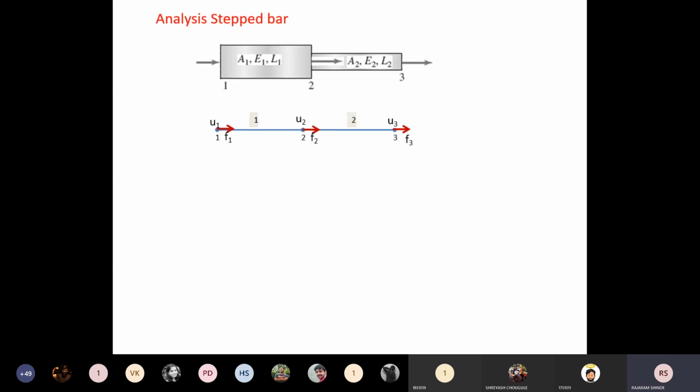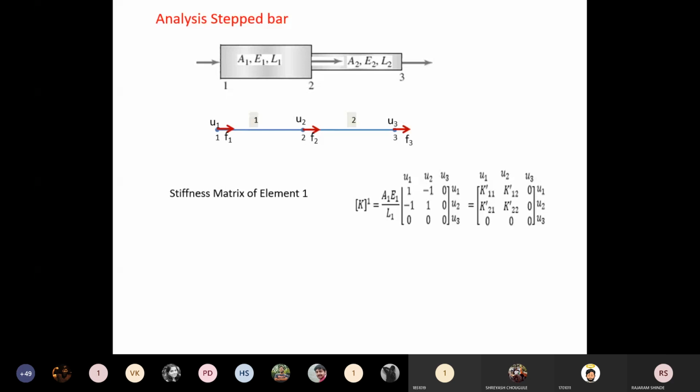What is the stiffness matrix for the first element? That is AE by L into [1 -1; -1 1]. Here you have A1 E1 divided by L1 into [1 -1; -1 1]. Now one thing I have told you, size of the stiffness matrix is equal to the total degrees of freedom. Now here total degrees of freedom are 3.